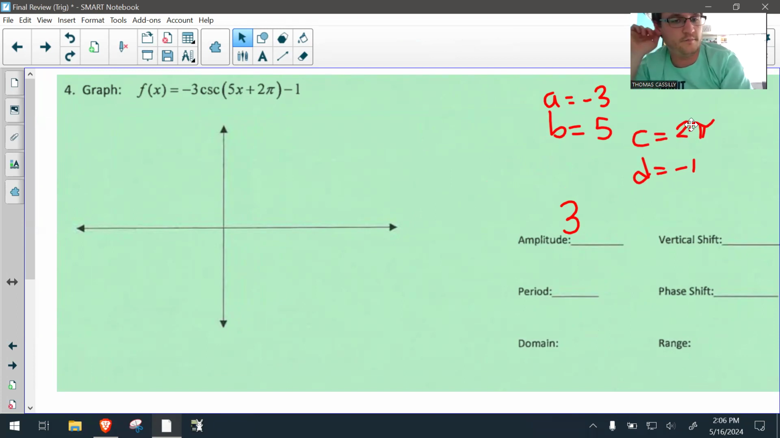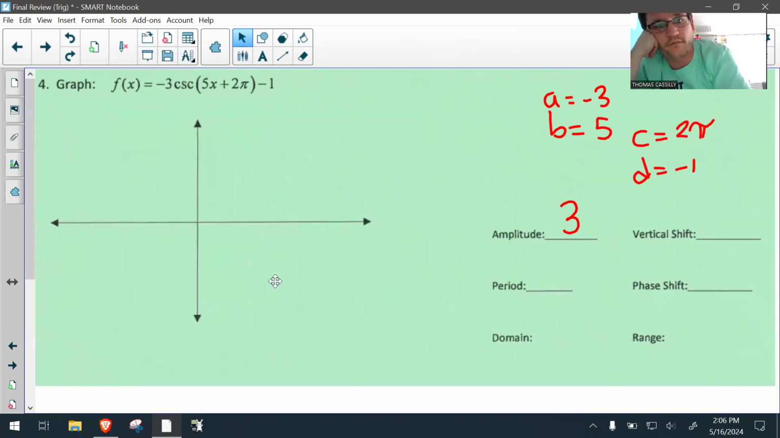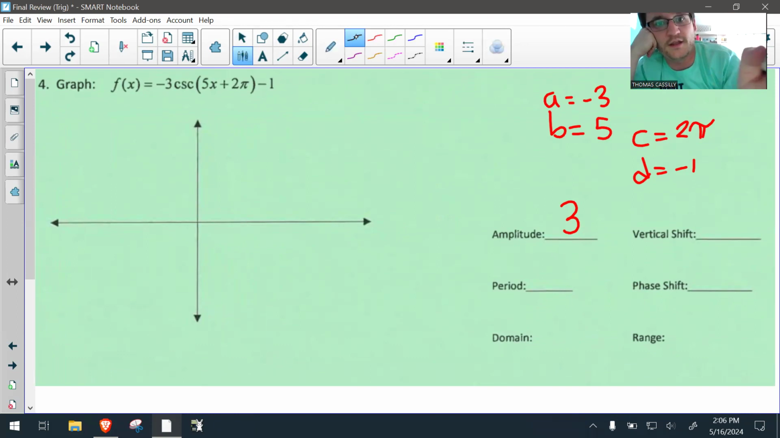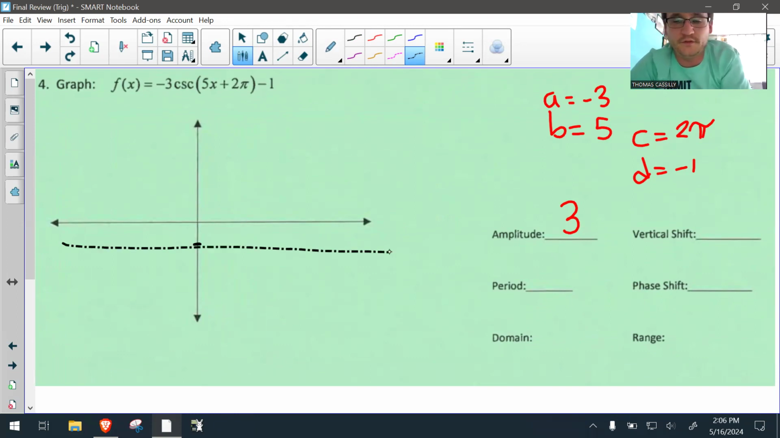We can identify everything: A, B, C. So before we even do anything, we can draw in that midline. We know the midline is going to be one space below the x-axis. So I'm just going to draw that in. This is my midline. The amplitude is 3 spaces above and 3 spaces below. So I'm just going to go 1, 2, 3. So that's my maximum.